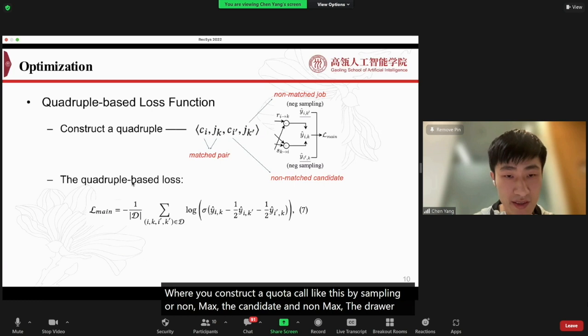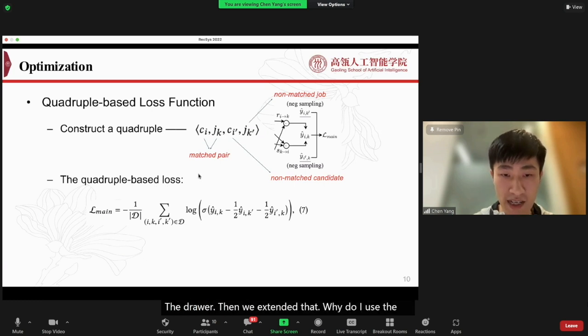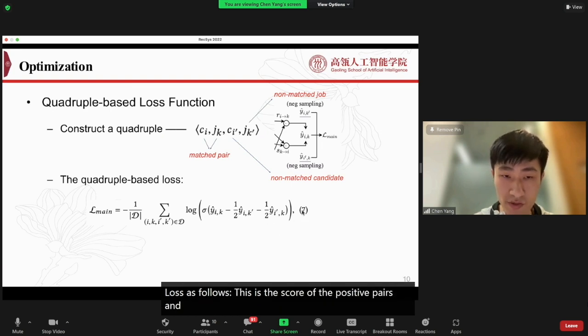Then we extend the widely used BPR loss as follows. This is the score of the positive pairs, and this is the score of two negative pairs. And this is a sigmoid function.